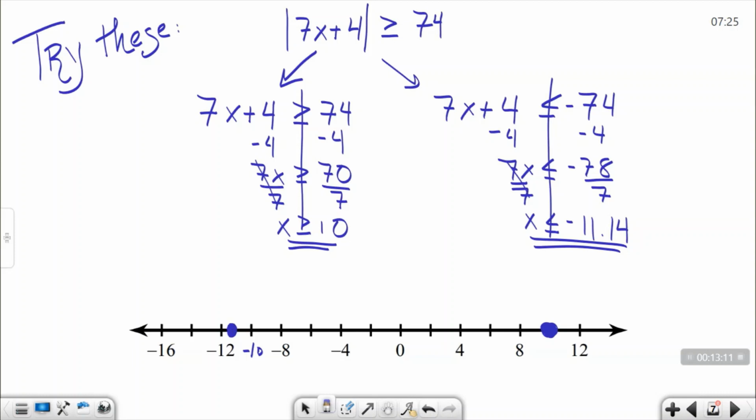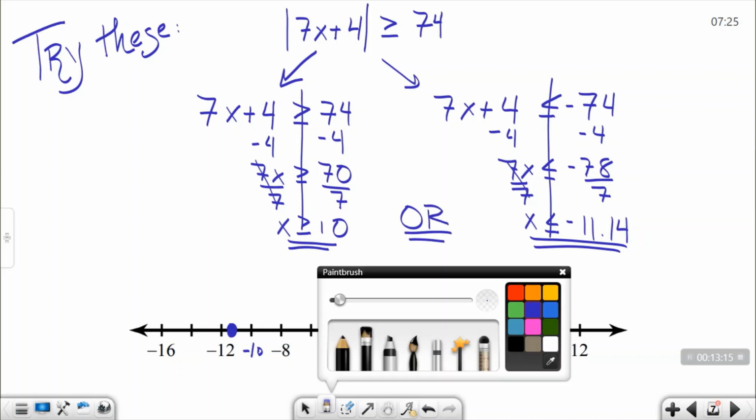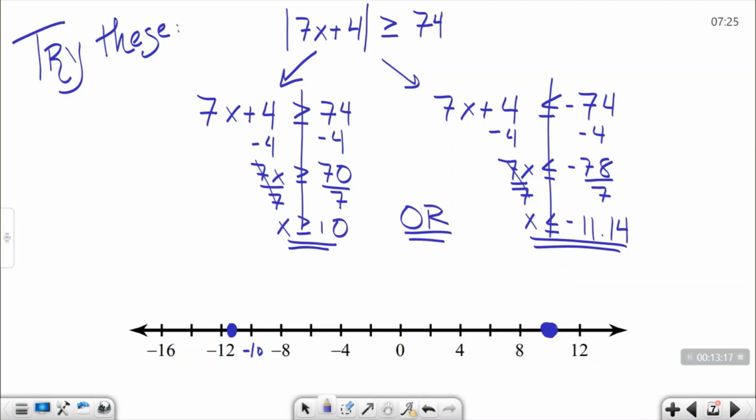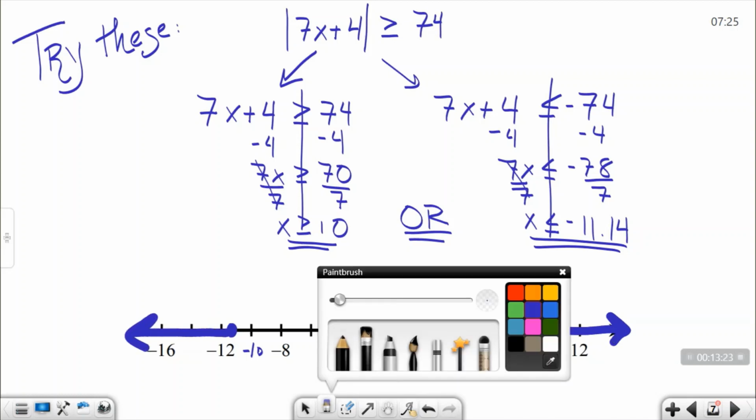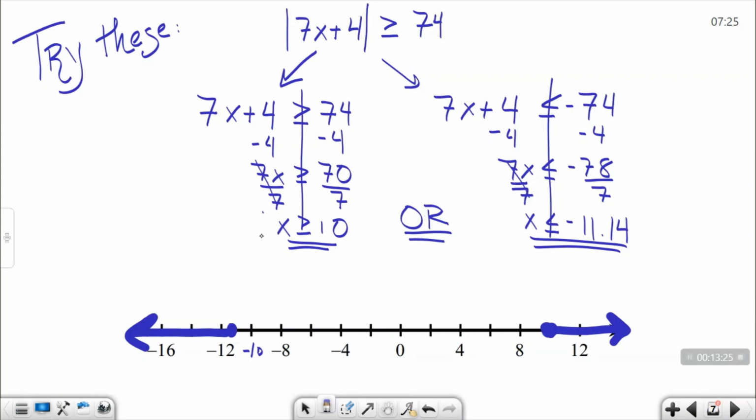And since we're dealing with greater than, all right, we are looking at an or. And so I'm going to be putting my shading on either side of that point, going this direction or this direction, which also means when it comes to stating my answer, I must just state both of them. X is greater than or equal to 10, or x is less than or equal to negative 11.14.